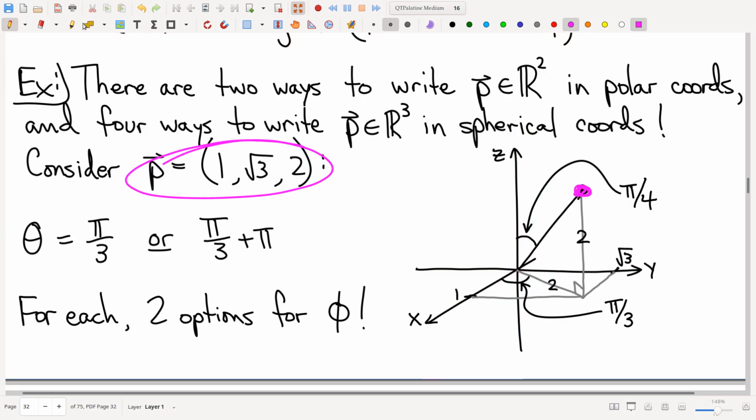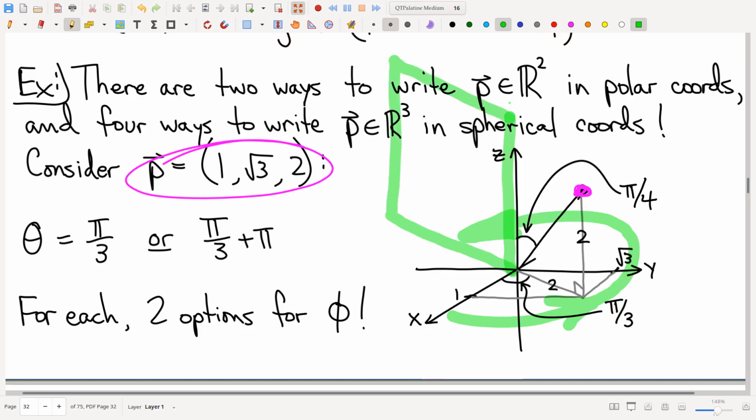I could think about it as not that value of theta, but this value of theta. I can have theta be an extra half turn around, add that extra pi, right? So 4 pi over 3, I can think of theta as going in that direction like that. And now, again, I have two choices. Phi goes that direction. Now that's the weird thing.